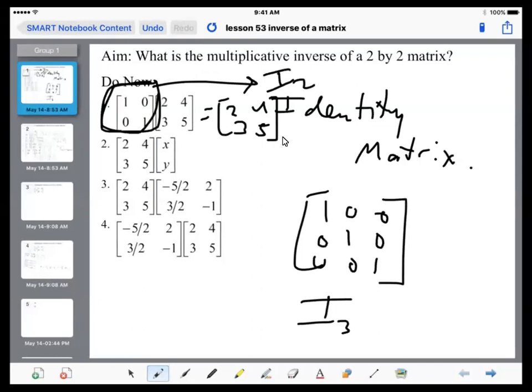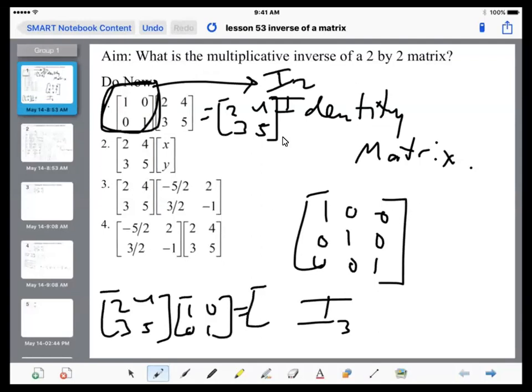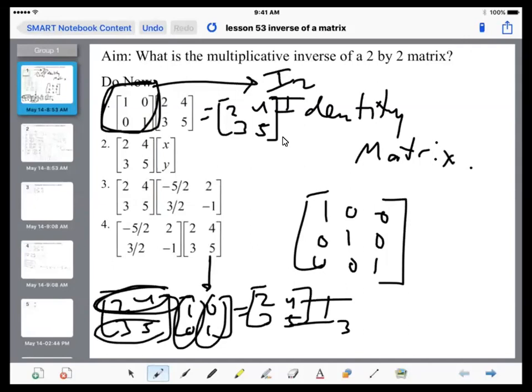Incidentally, if you were to put the 2, 4, 3, 5 on the left, in general, matrix multiplication is not commutative, but when it's the identity, it actually is. See, if I multiply the 2, 4 and the 1, 0, I would get 2. And the 2, 4 and the 0, 1, I would get 4. And the 3, 5 combined with the 1, 0 would give me 3. And the 3, 5 combined with the 0, 1 would give me 5.